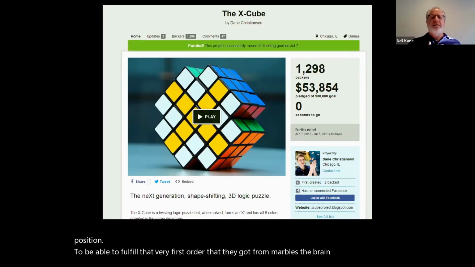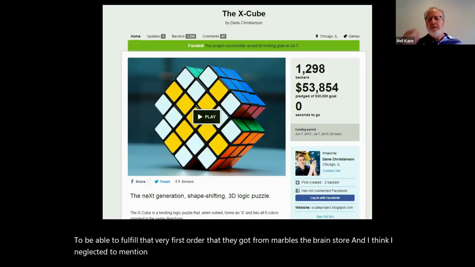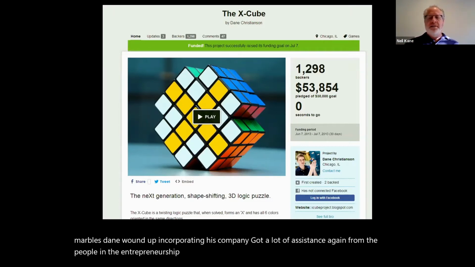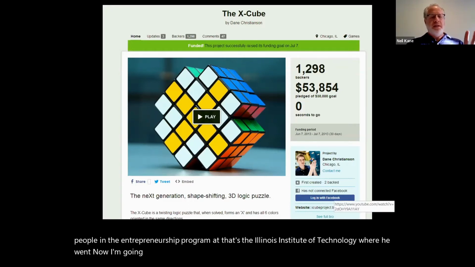And I think I neglected to mention that in the middle of all of this, and with the expression of interest from Marbles, Dane wound up incorporating his company, and got a lot of assistance, again, from the people in the entrepreneurship program at IIT. That's the Illinois Institute of Technology, where he went. Now I'm going to share a different screen on my computer, and I'm going to show you the Kickstarter video.